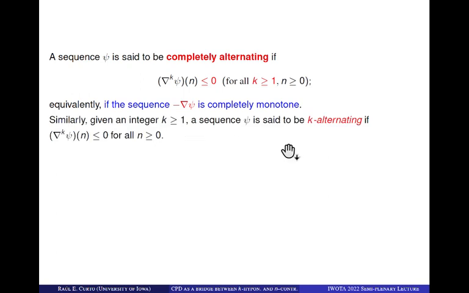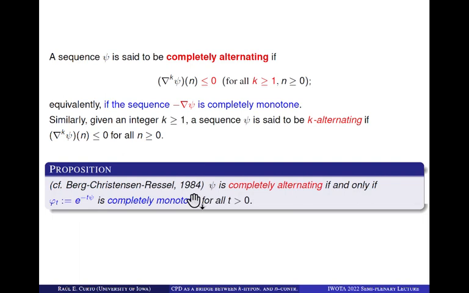Similarly, given an integer k, the sequence is said to be k-alternating if we have this true for all n bigger or equal to 0. Berg, Christensen, and Ressel proved in 1984 that psi is completely alternating if and only if the exponential of minus t psi is completely monotone for all t bigger than 0. So there was a concrete connection between completely alternating and completely monotone via the exponential map.